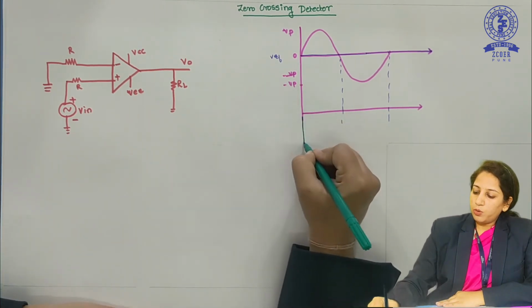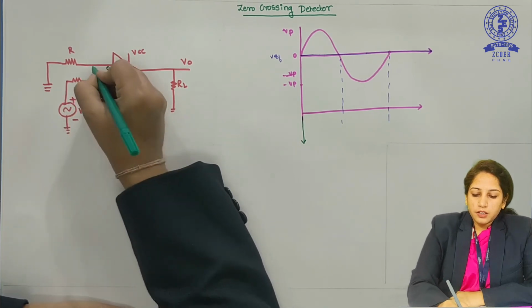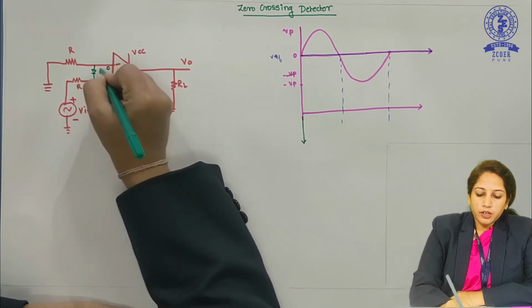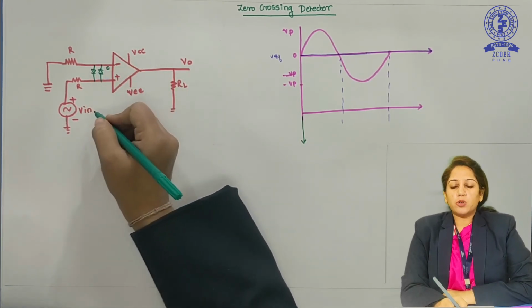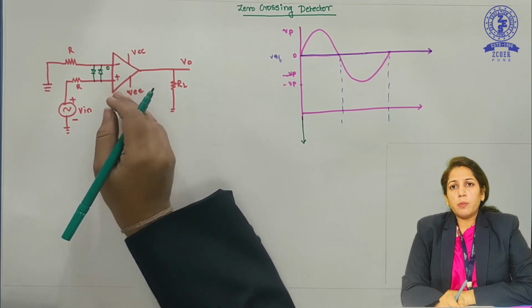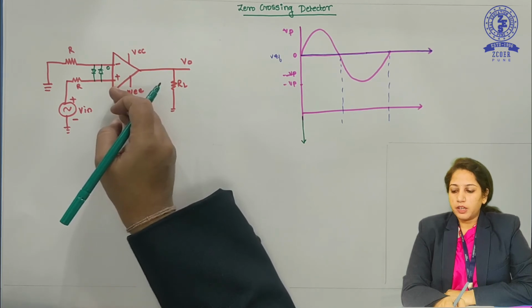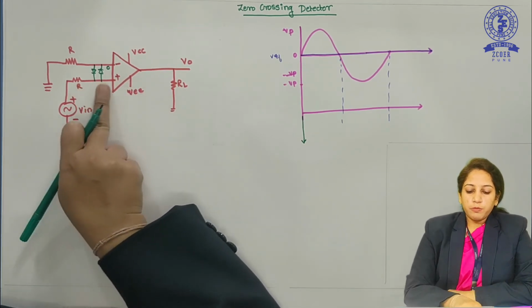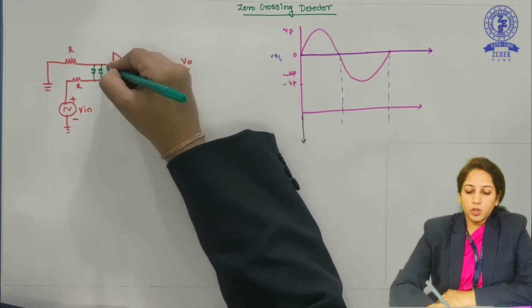Now for the output side, here is 0 voltage, and of course here also I need to give protection diodes. As I have told, these diodes are not compulsory, but in some operational amplifiers they are internally given, and in some we need to give them externally.